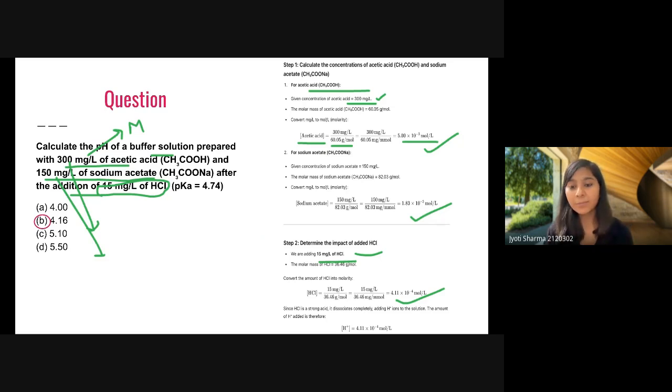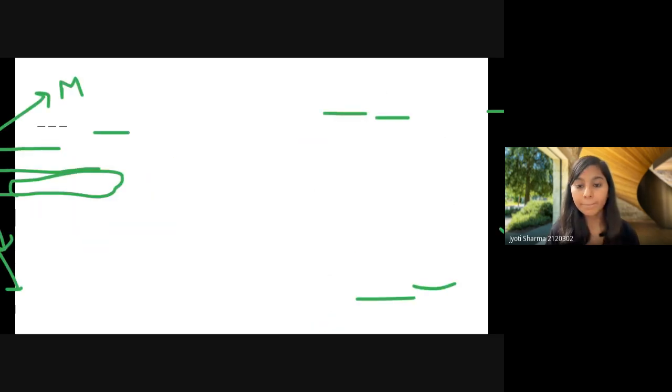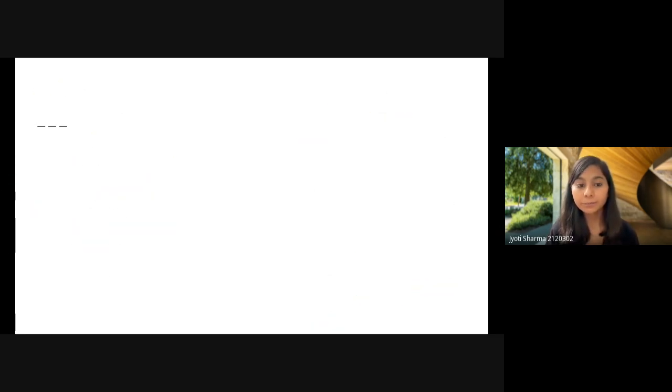And here the thing is very simple. HCl is a very strong acid, and strong acid means whatever the concentration of HCl we have, the H plus ion concentration will be exactly the same as the concentration of HCl, right? So now we know the H plus ion concentration. Then we know how we can calculate the pH of the buffer solution.